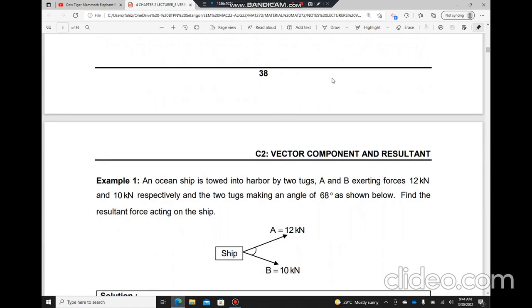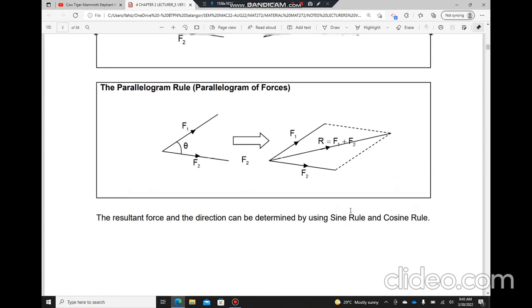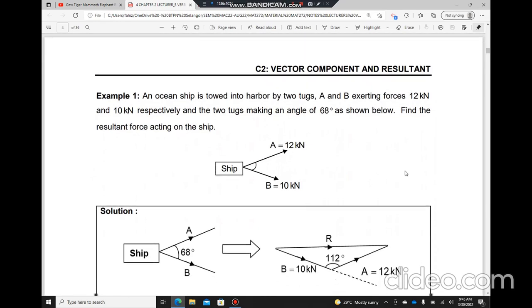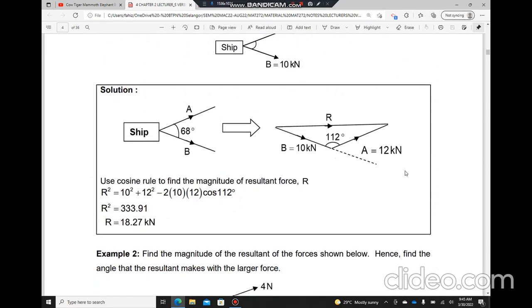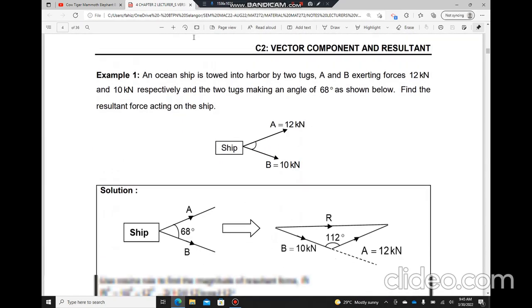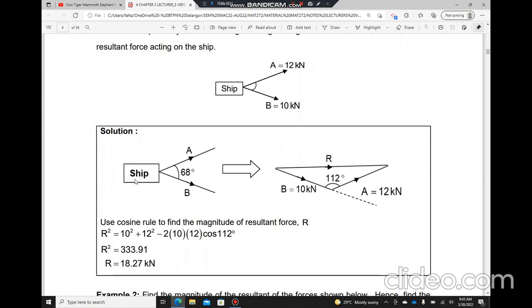Okay, kita tengok example 1. Okay, example 1. An ocean ship is towed into harbour by two tugs A and B, exerting forces 12 kilonewton and 10 kilonewton respectively, and the two tugs making an angle of 68 degree. So dia lebih kurang diagram ni lah, F1, F2 ni kan. Okay, as shown below. Find the resultant force acting on the ship. So kat sini sama ada dua, awak boleh guna triangle method ataupun parallelogram.